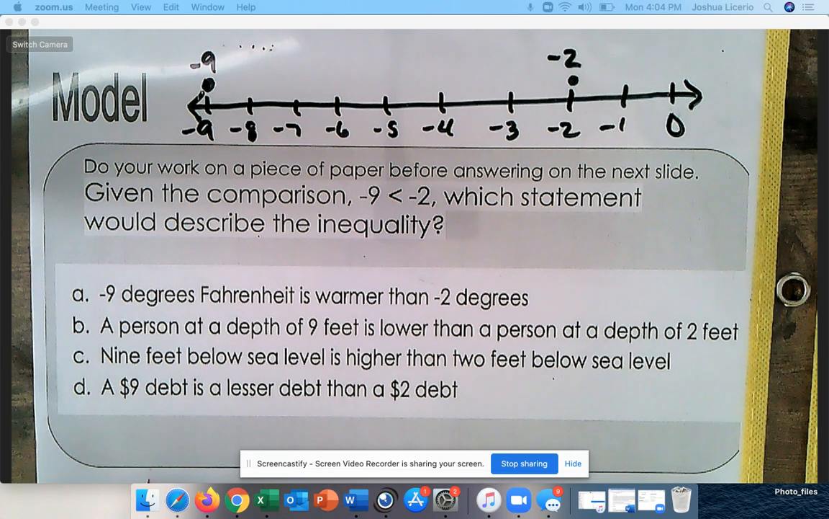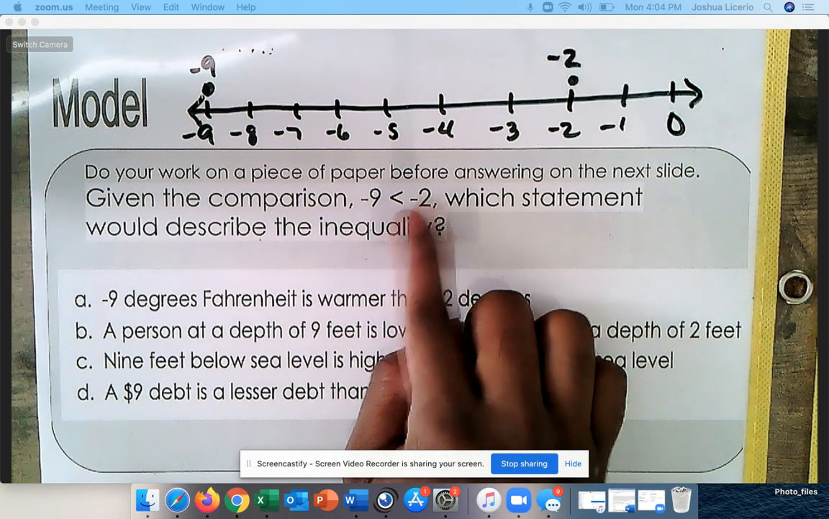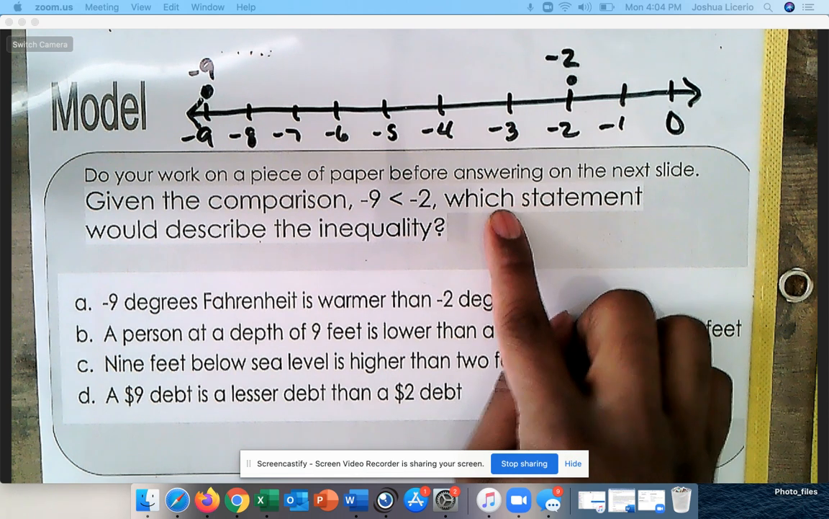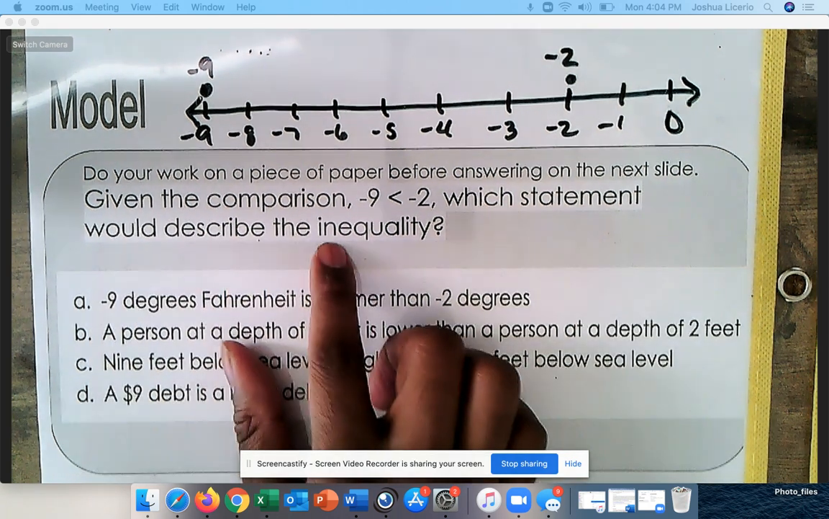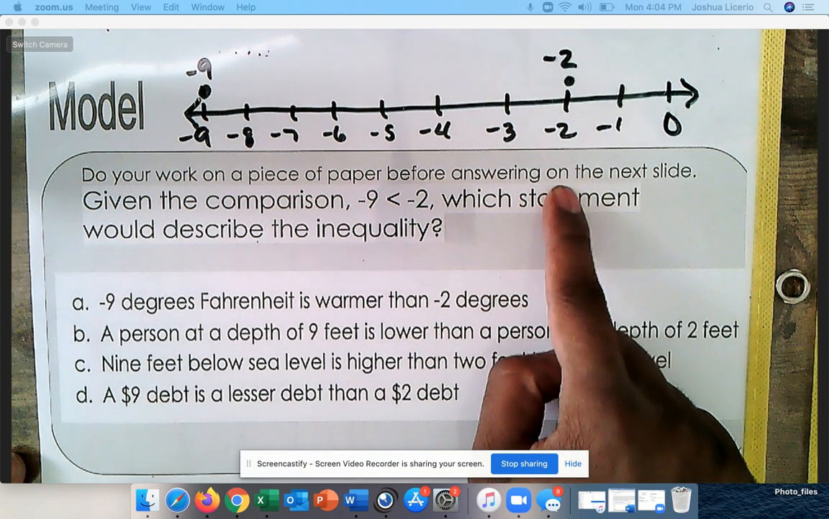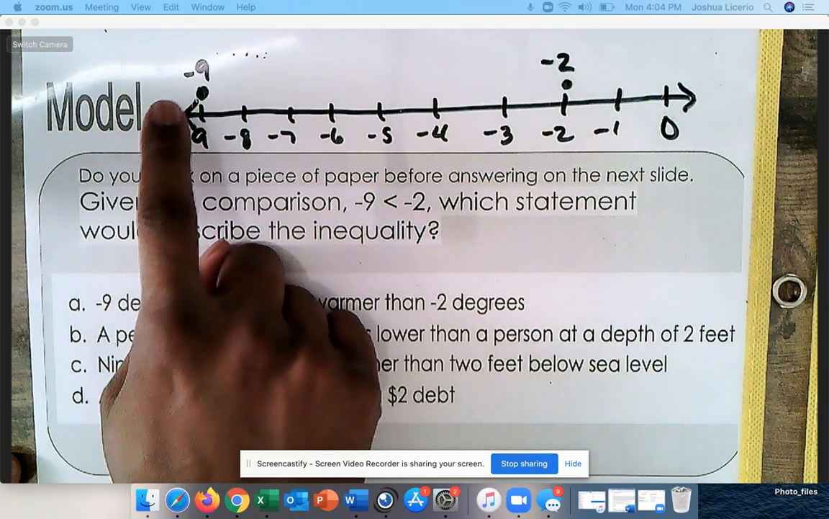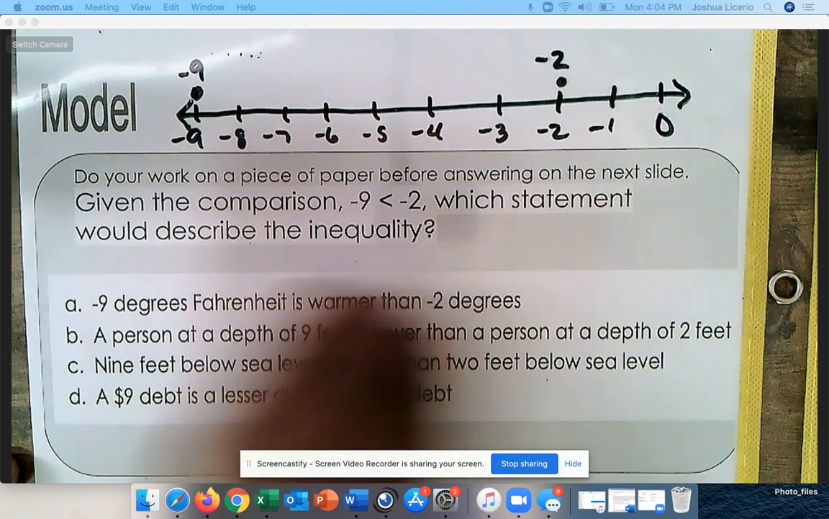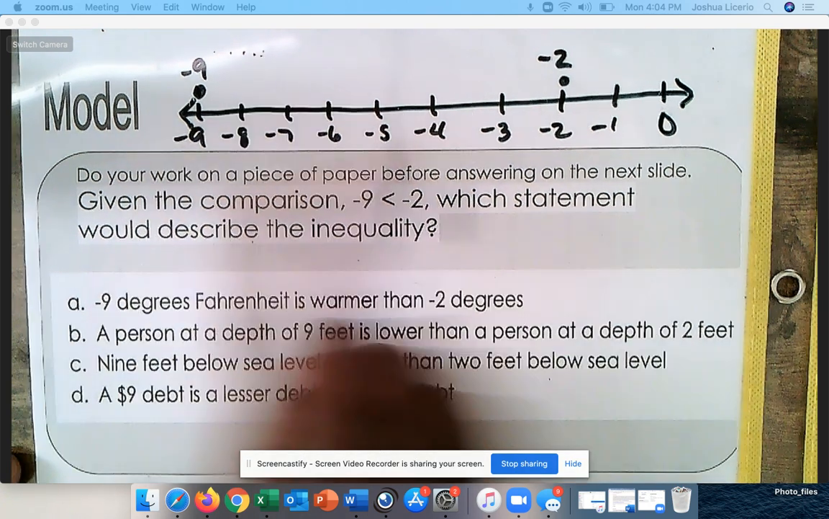So you're given the comparison, -9 is less than -2. We want to pick the statement which would describe the inequality. Now, we know this is correct because if you look at your number line on top, -9 is to the left of -2, and we know that as you go to the left of your number line, things get smaller, or as you go to the right, they get bigger. So -9 is definitely smaller than -2.